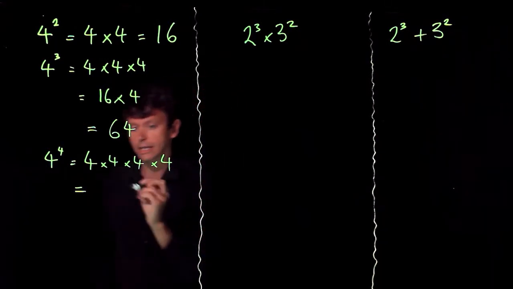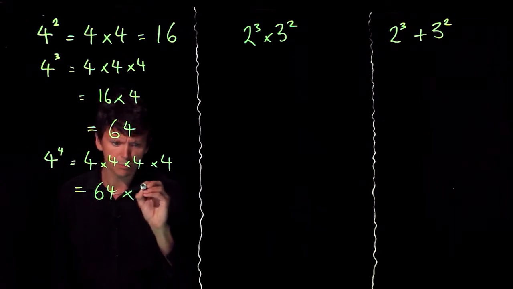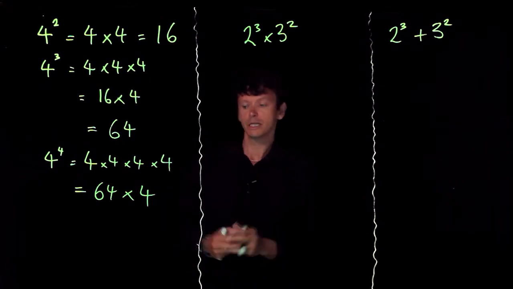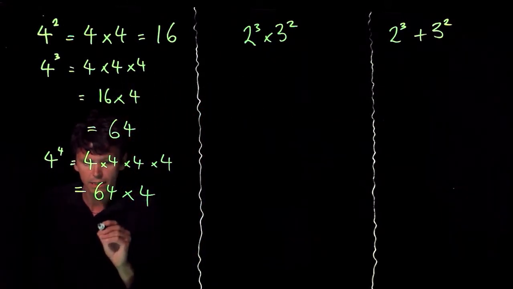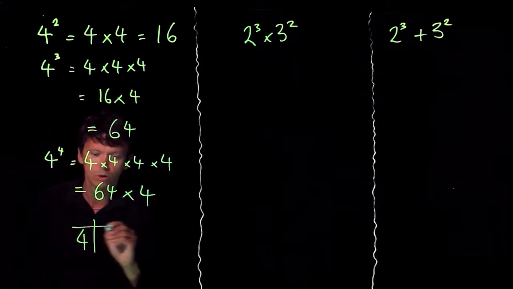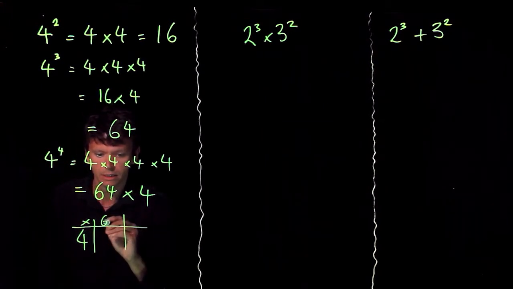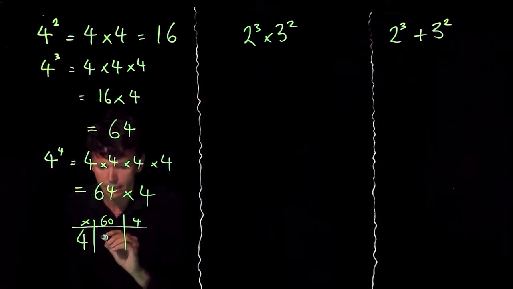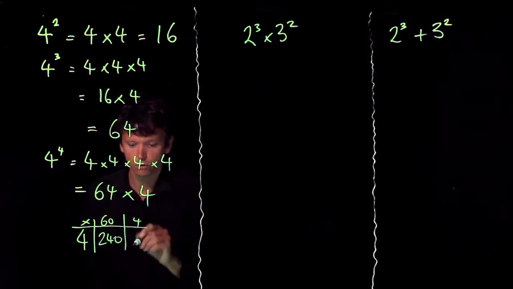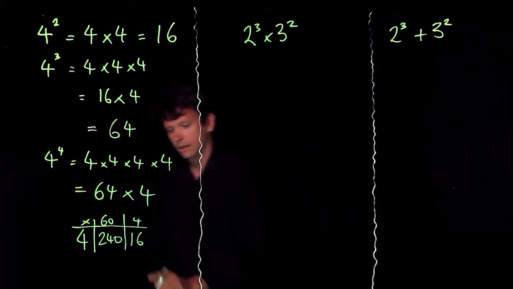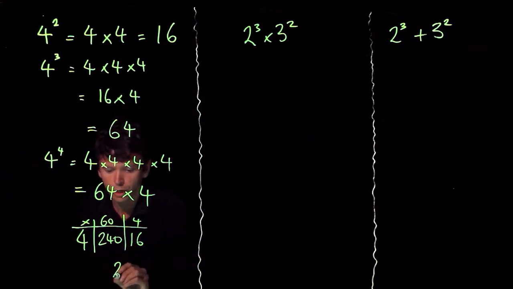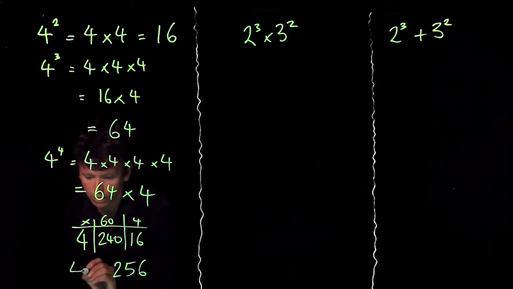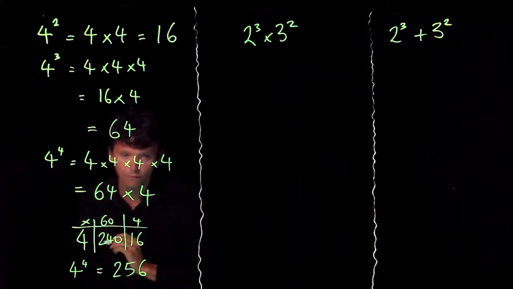So now we're just multiplying that 64 times by 4. Okay, so you might want to use a grid method for this. You could split that up to make that a little bit easier. So we're going to say it's 4 times by 64. 4 times by 60 is 240. 4 times 4 is 16. Add our numbers up, 256, which of course is what we were working out before, was 4 to the power of 4.